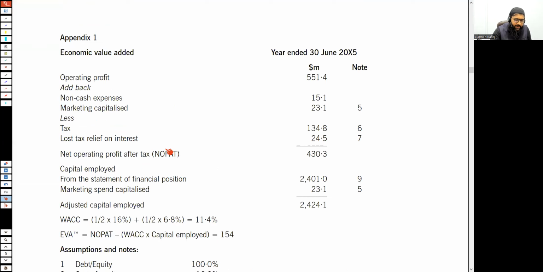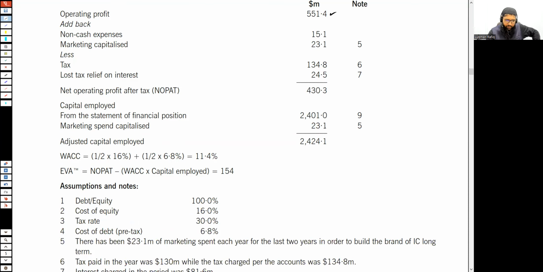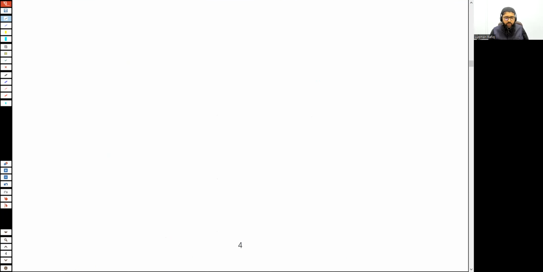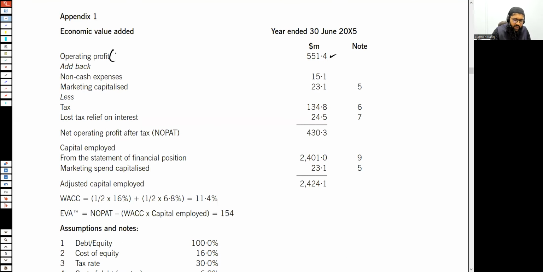It says that the economic value added has been calculated. We just need to see if it is done correctly or not. The operating profit has been given as 551.4. Then it says add back non-cash expenses, marketing capitalized, less tax, lost tax relief on interest, and so forth. Capital employed is there, adjusted capital employed, assumptions and notes, etc. Now, what am I actually going to do? I know that the operating profit actually means PBIT.